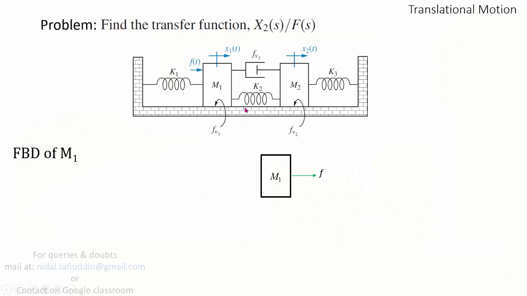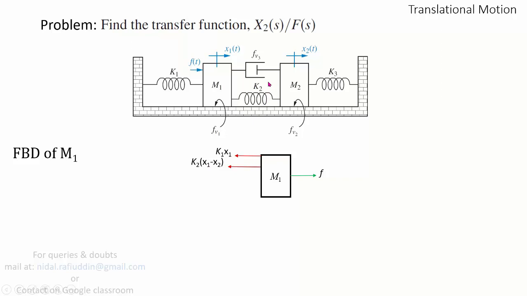Let us incorporate the resisting forces one by one. We'll first incorporate the force because of spring k1, which will be opposite in direction to the applied force F, and the amount of this force will be k1 times x1, where x1 is the net expansion of the spring. Now, because of spring k2, the force will be equal to k2 multiplied by (x1 minus x2).